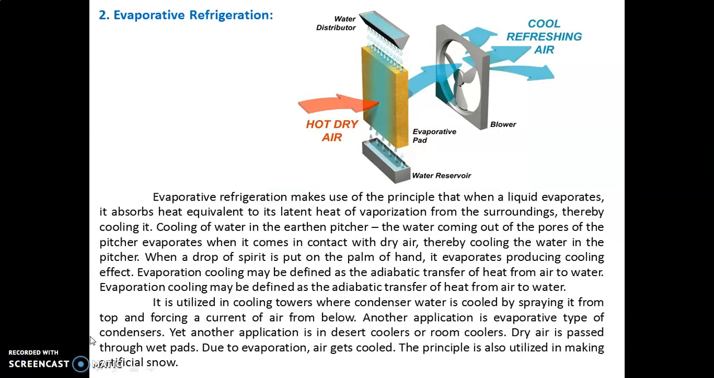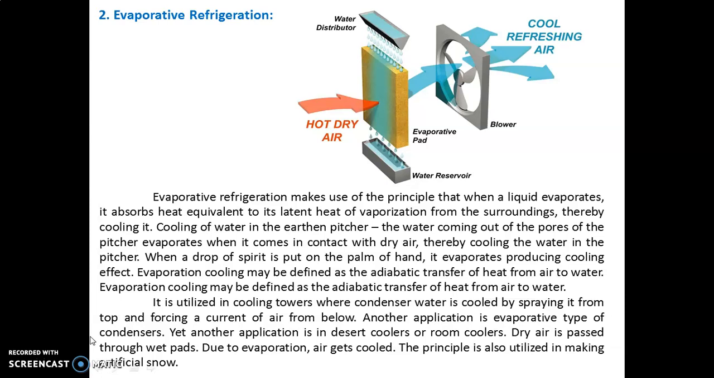The second and important one is the evaporative refrigeration technique. This is an old technique. Evaporative refrigeration makes use of the principle that when a liquid evaporates, it absorbs heat equivalent to its latent heat of vaporization from the surroundings, thereby cooling it. The cooling of water in an earthen pitcher is the best example. The water coming out from the pores of the pitcher evaporates when it comes in contact with dry air, thereby cooling the water in the pitcher.